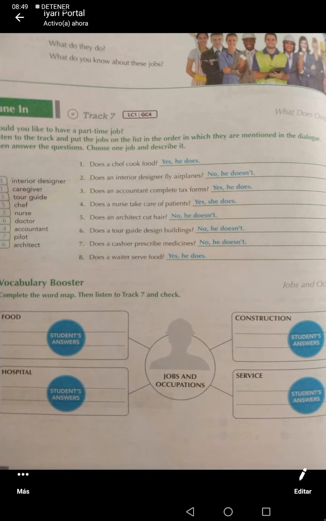We have 8, 1, 3, 5, 2, 6, 4, 7, number 6. Then we have yes, he does, no, he doesn't, yes, he does, yes, she does, no, he doesn't, no, he doesn't, no, he doesn't, and yes, he does.